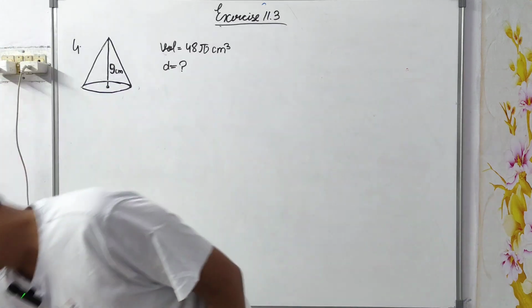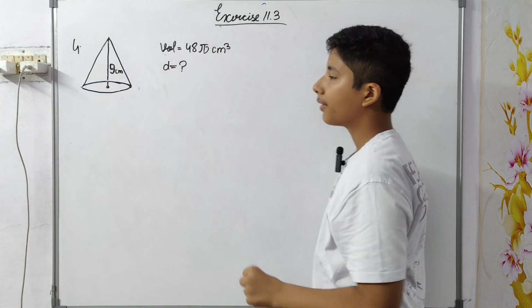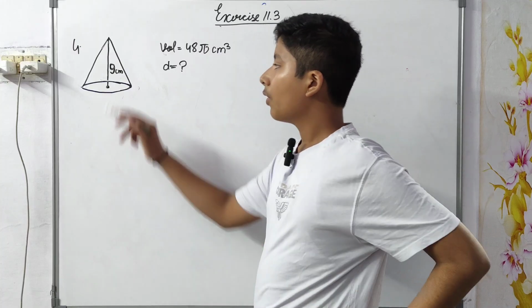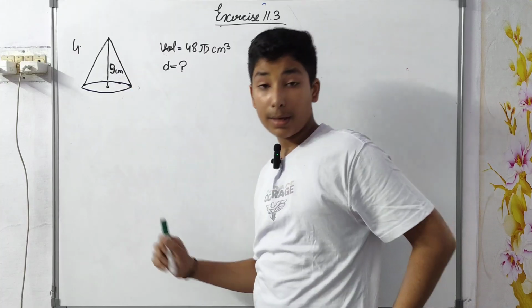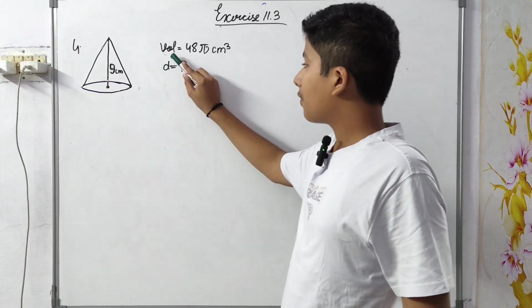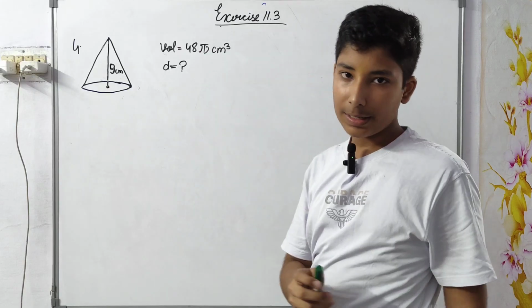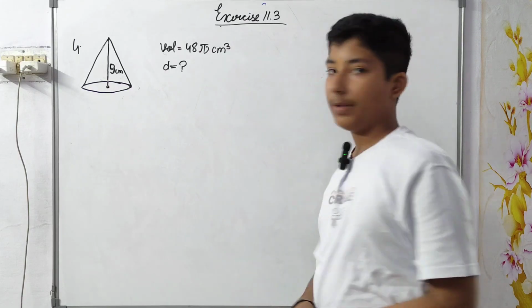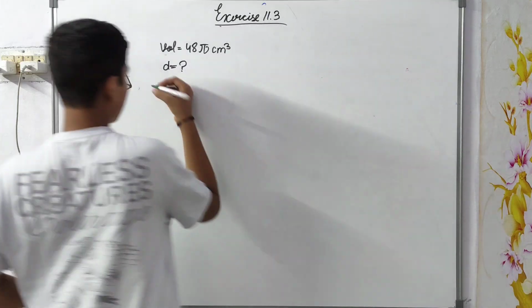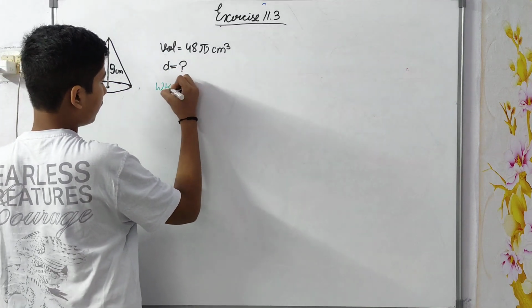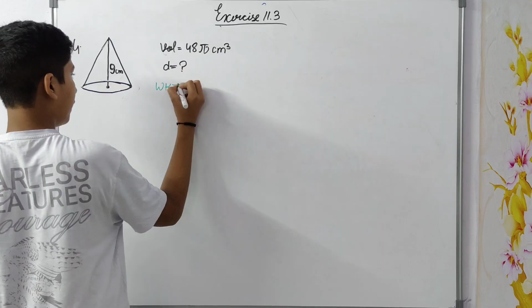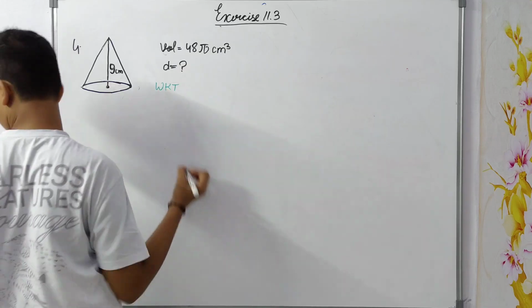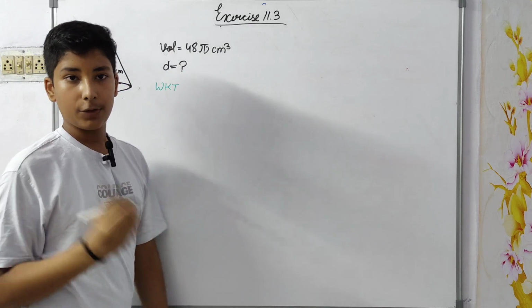Here it is given that there is a right circular cone whose height is 9 centimeter and its volume is 48 pi centimeter cube. Now here we have to find out the diameter. So first of all, as usual, we'll write: we know that. What we know?